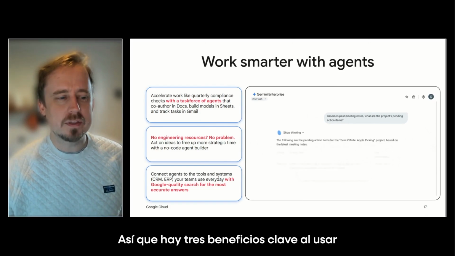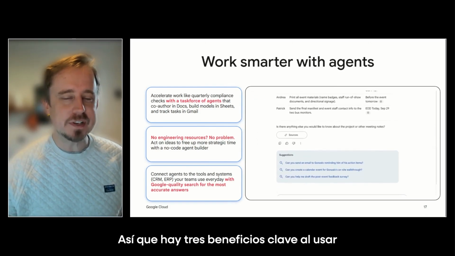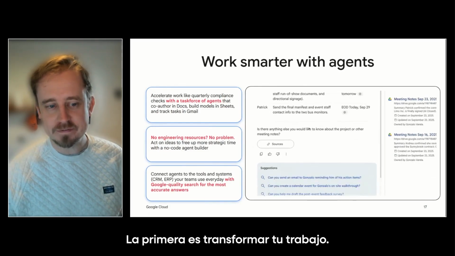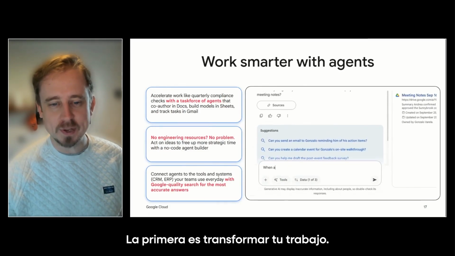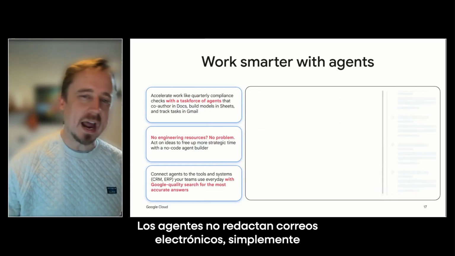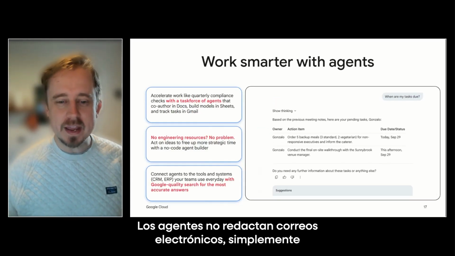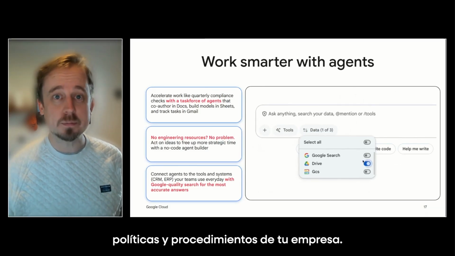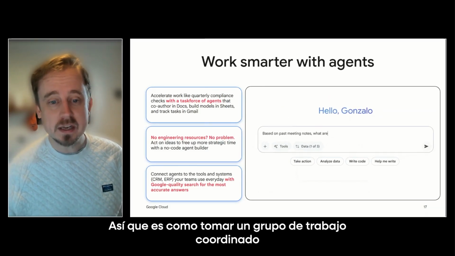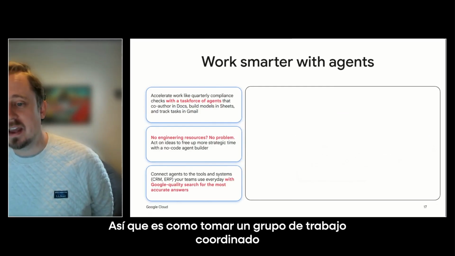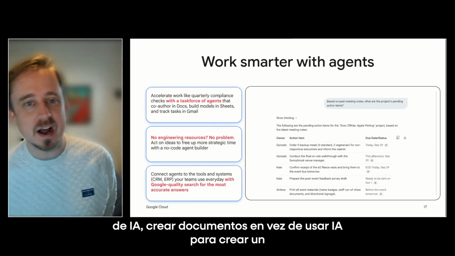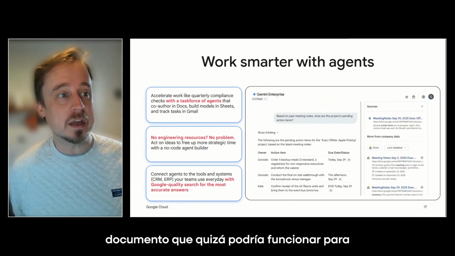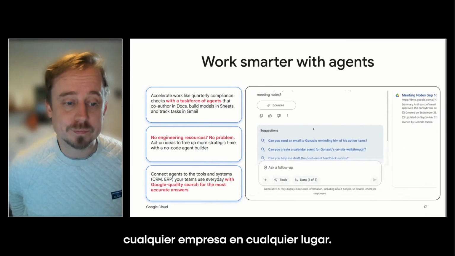So yeah, there's three key benefits of using agents versus using gems or using Gemini AI. The first is transforming your work. Agents don't draft emails just generally. They co-author the work based on your company's policies and procedures. So it's like taking a coordinated task force of AI creating documents instead of just using AI to create a document that maybe could work for any company anywhere.